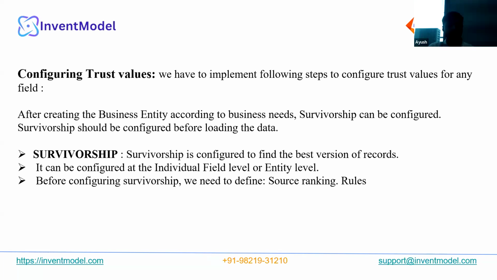So it can be configured at the individual field or entity level. For each field, like each column or attribute, we can define a survivorship rule. And the other team members have also explained this. Before configuring a survivorship rule, we need to define two things. One is source ranking, and the second one is rules.